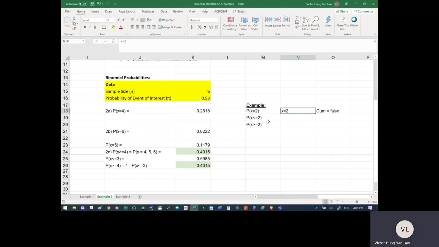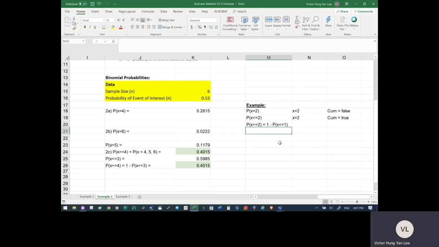For the second scenario, we have the probability of x is less than or equal to 2. And again, in this case, we're putting x equals 2. The only difference here is that now the cumulative is going to be true. We're looking for the cumulative probability of x is less than or equal to 2. So if our lowest number is x equals 0, then we're looking for the cumulative probability of x going from 0 all the way to 2. So 0, 1, and then 2. And that's what putting a true here means. We're taking the cumulative probability all the way from the left side to the x value, which is x equals 2. That's the second scenario.